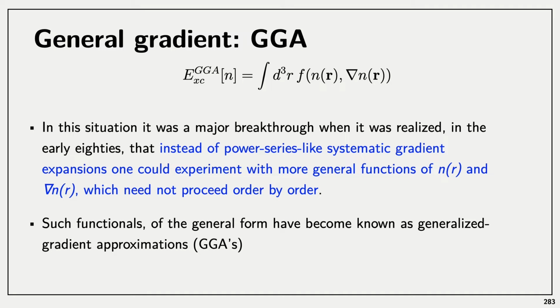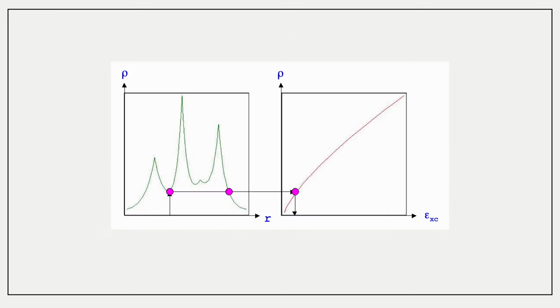So just to give you a visual explanation for this, if we go back to this plot, instead of just using the values of the density at the purple points, we also take into account the gradient at those points, and this is actually going to make a big difference in the accuracy and quality of the functional.